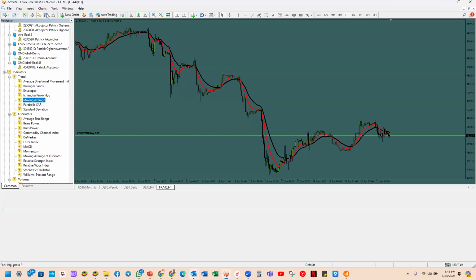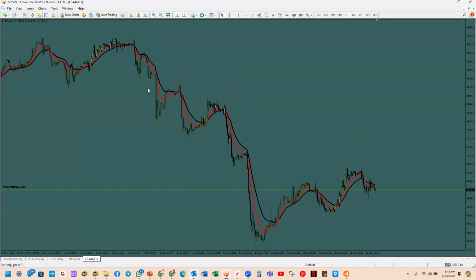Now, what this theory states is that if the market is trending, the candlestick will be either above or below the lines. So in this case, the candlestick at this point breaks above the line and stays above the line. At this point, it breaks below the line and stays below the line. Break above, stay above, break below, stay below. So this is what the market does continuously. This is the theory of riding the trend.